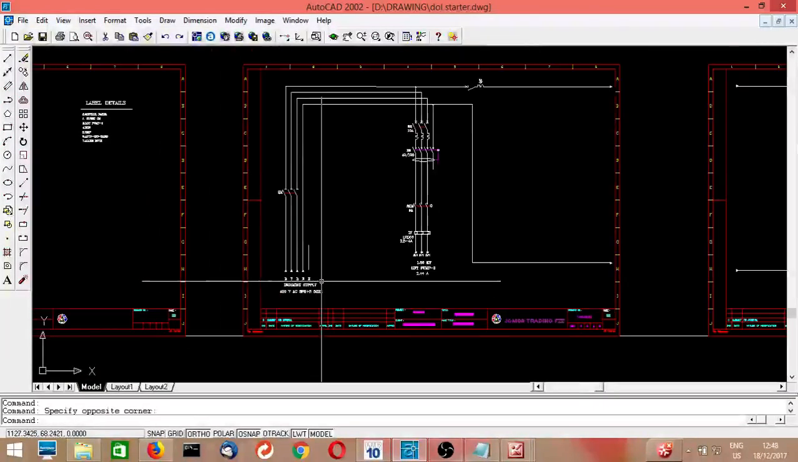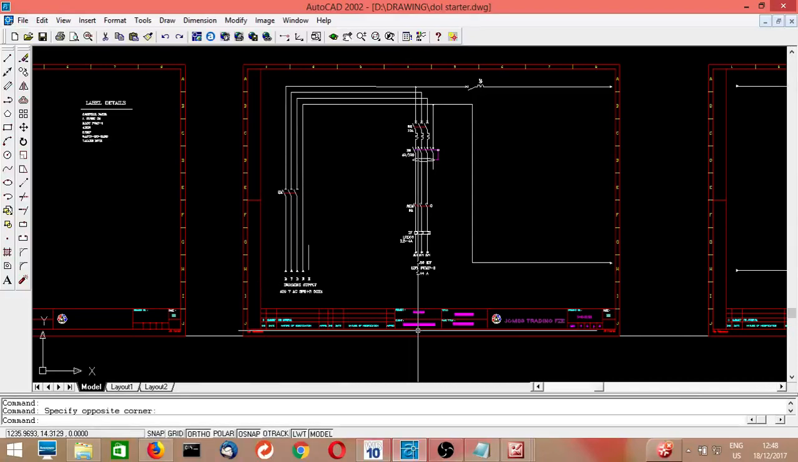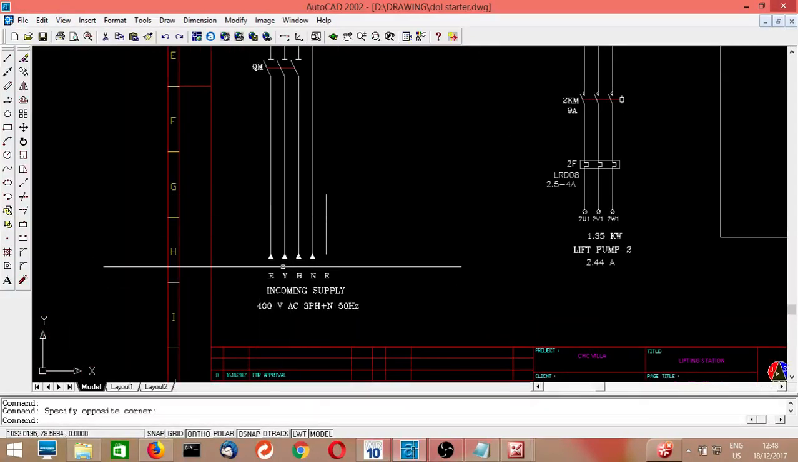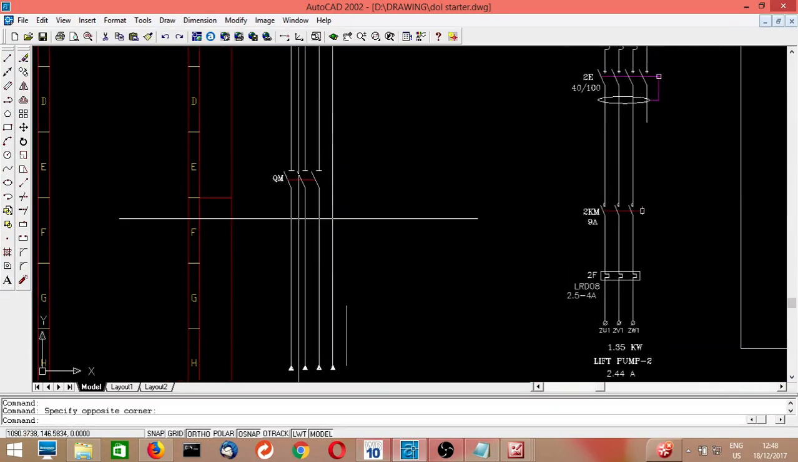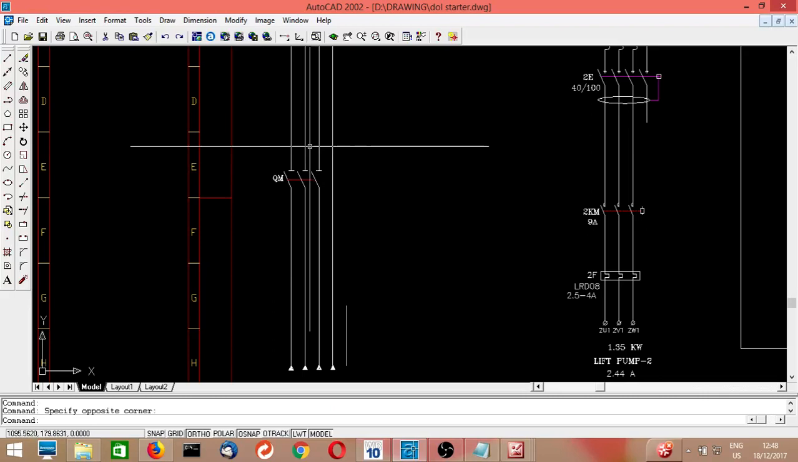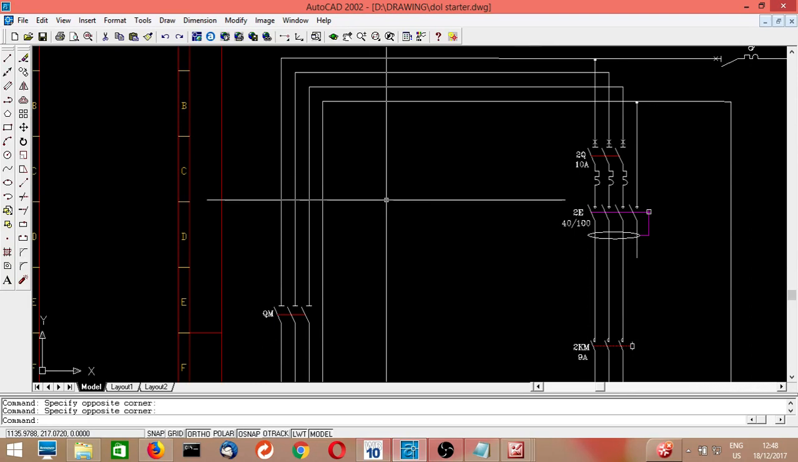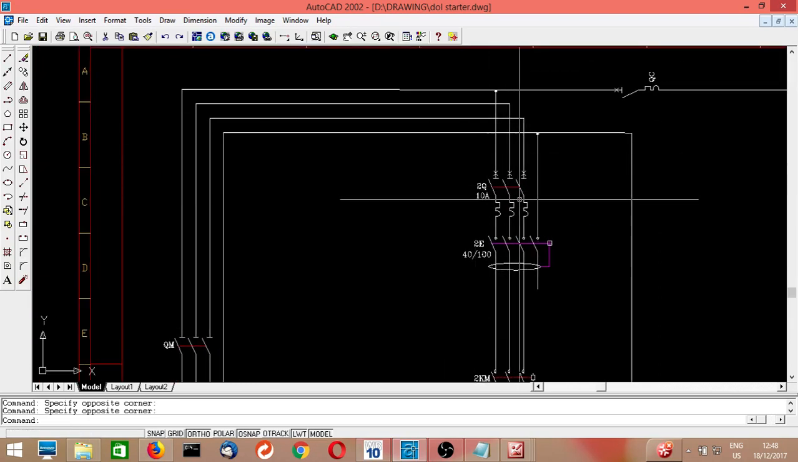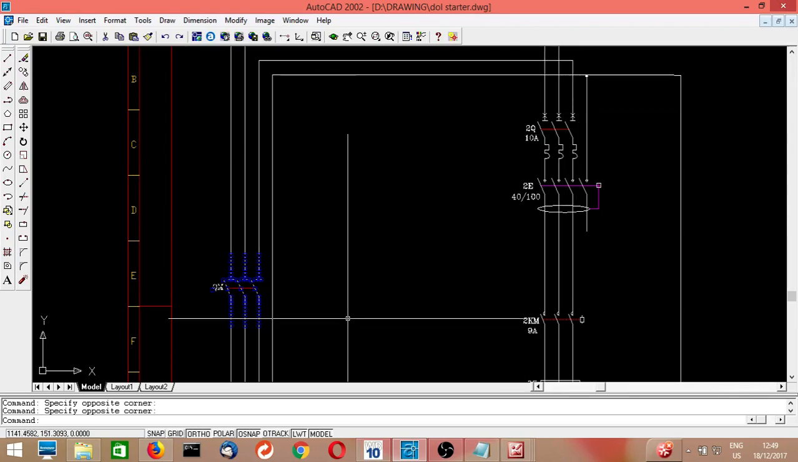In this drawing, this is the circuit diagram of the electrical starter. We can directly give this 400 volt AC 3-phase supply, 50 hertz with the neutral, to the bottom side of the MCB. From the MCB we would take the 3-phase to the isolator shown here. This isolator I didn't consider in the material. For a small motor it is not there. Directly from the MCB we can switch on and off, so we can avoid the isolator.